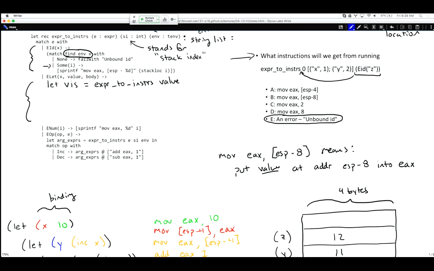And that's what this parameter stack index is for. It's going to keep track of sort of how many variables we've declared, how deep we are in the stack, so that we can keep looking at fresh space every time we do a nested expression. Okay.